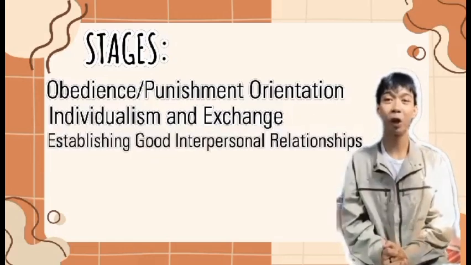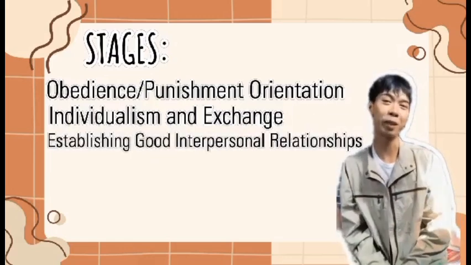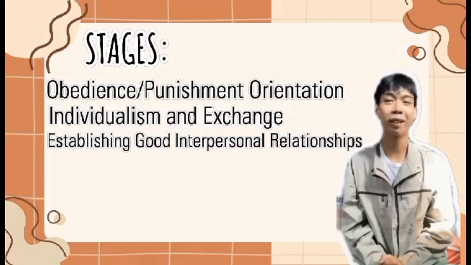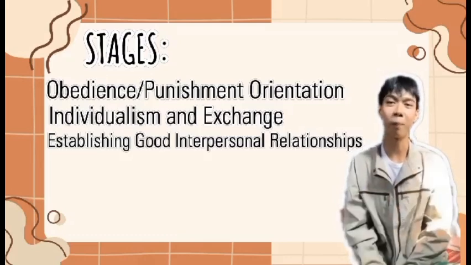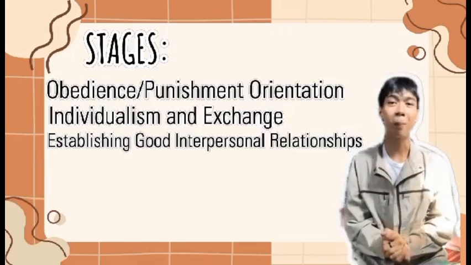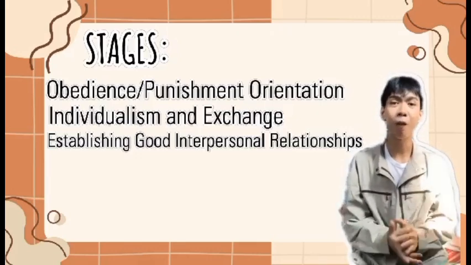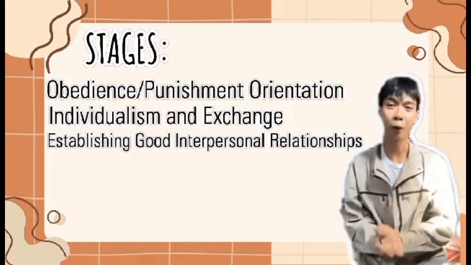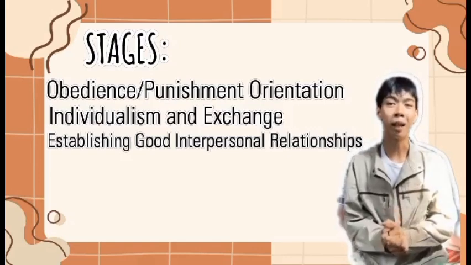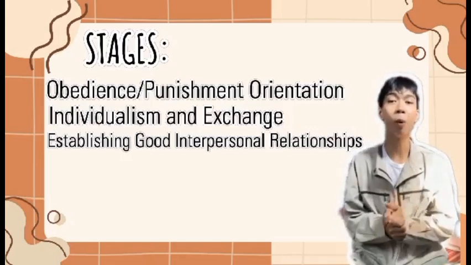Third is establishing good interpersonal relationships. At this stage, moral decisions are based on how they affect interpersonal relationships. There is an emphasis on meeting the expectations of the social group and being seen as a good member of that group. People at this stage consciously engage in pro-social behavior.